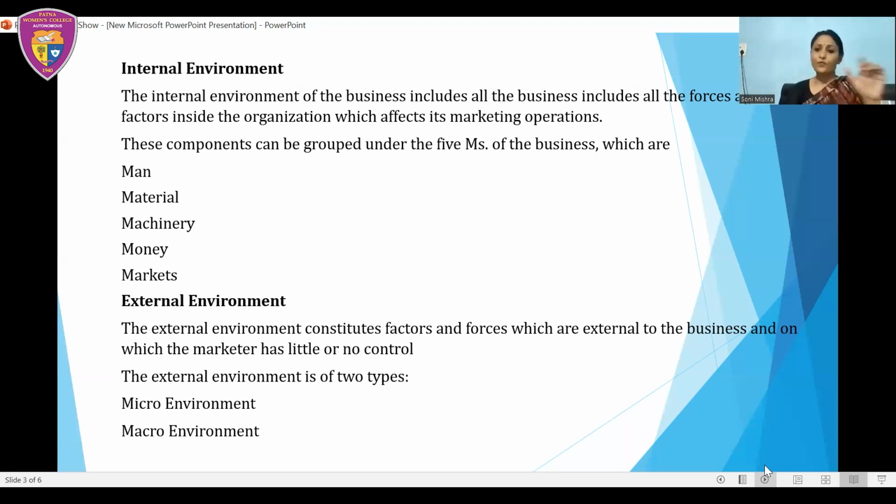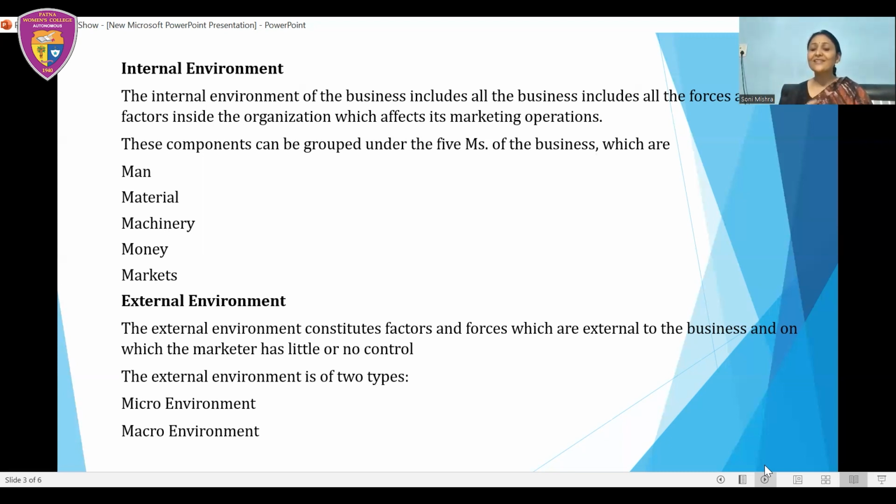Similarly, material: from where to buy, what quality of material to buy, which suppliers should be developed to buy that particular material, it is also completely at the option of the organizations. Machinery: to which extent they are going to automate or mechanize their organization is again decided by the organizations only. So they are upgrading their organization according to the availability of capital, resources, money.